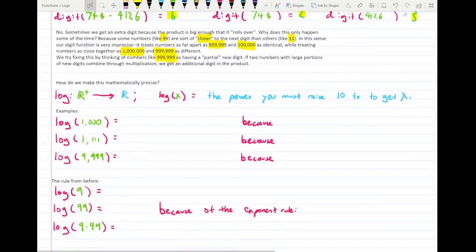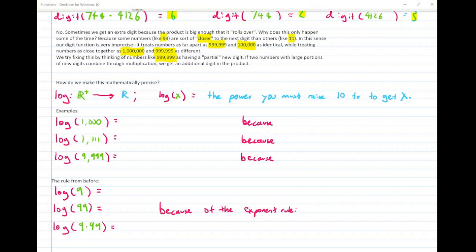Now the question is, how do we make that mathematically precise? How do we know what fractional element to assign to these digit functions? Well, it turns out the best answer is logarithms. So let's say we have this function log. It takes in all positive numbers, so R positive, and it gives us all numbers. And it's defined by log of x is equal to the power you have to raise 10 to get x.